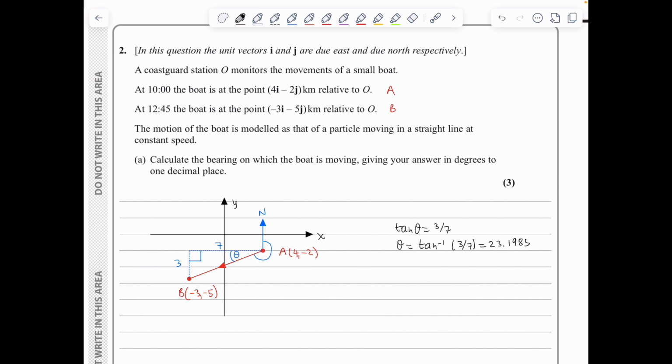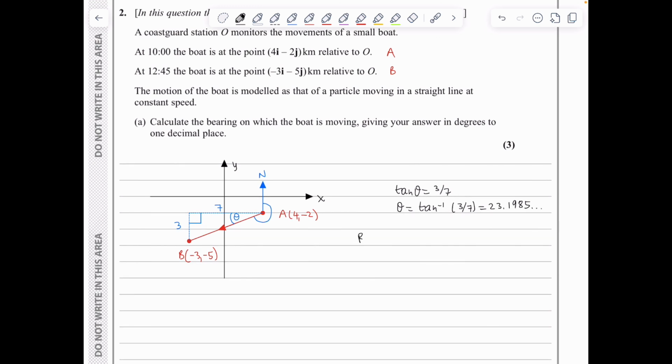23.1985... Now we know that from the north up to this point exactly it's 270 degrees. So for the bearing, I'm just going to do 270 minus the answer we just obtained. So we're looking at 270 minus the 23.1985... which gives an answer of 246.801... which correct to 1 decimal place is 246.8 degrees.